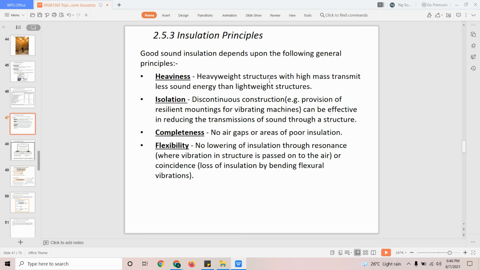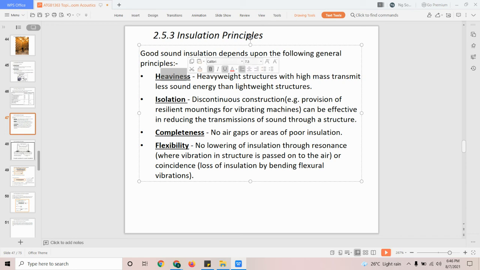So if you have a very heavy structure that is not easily resonating or vibrating, then you have a very good insulation material. This shows that if the object is very dense, then the energy required to cause this sort of vibration is very high. So when that happens, you will not hear any sound because all the sound is being used up by the material itself, absorbed by the material. So this is what it means by heaviness.